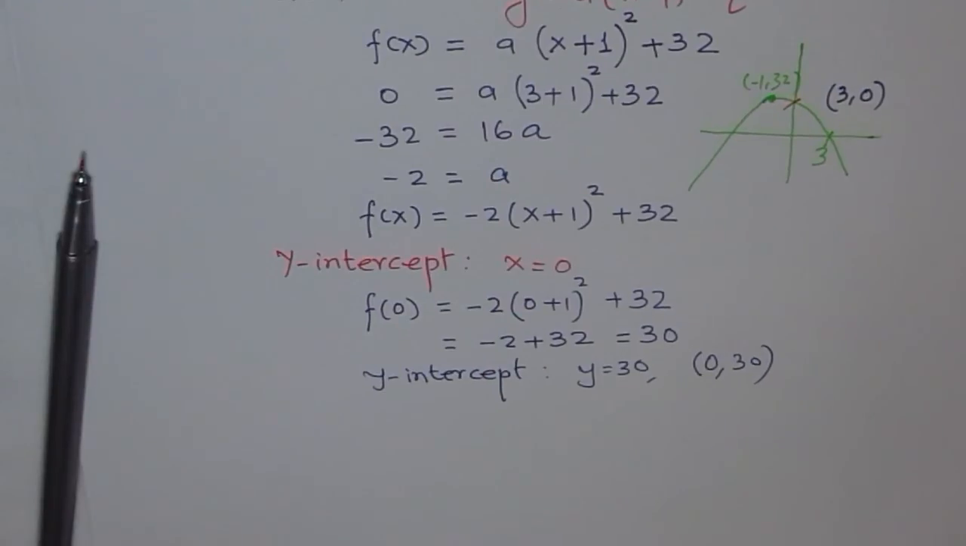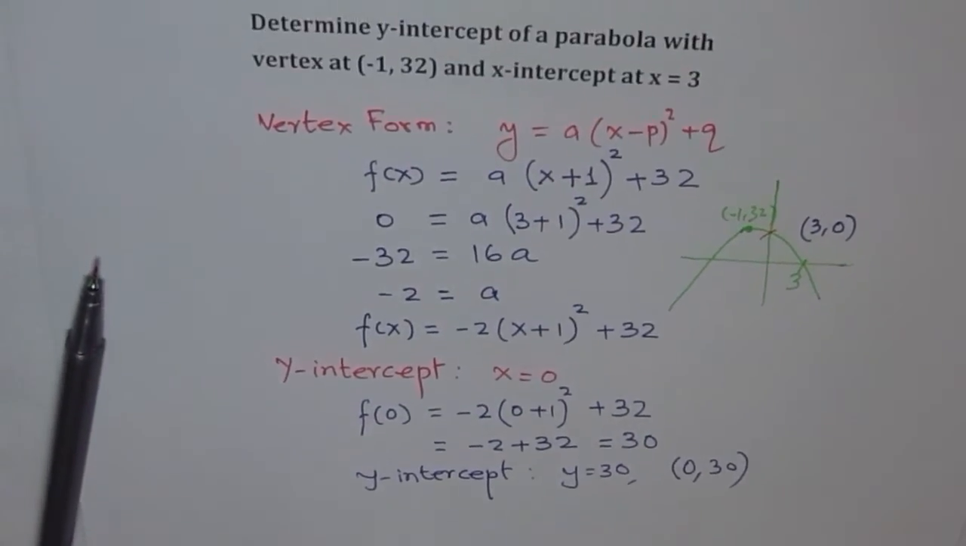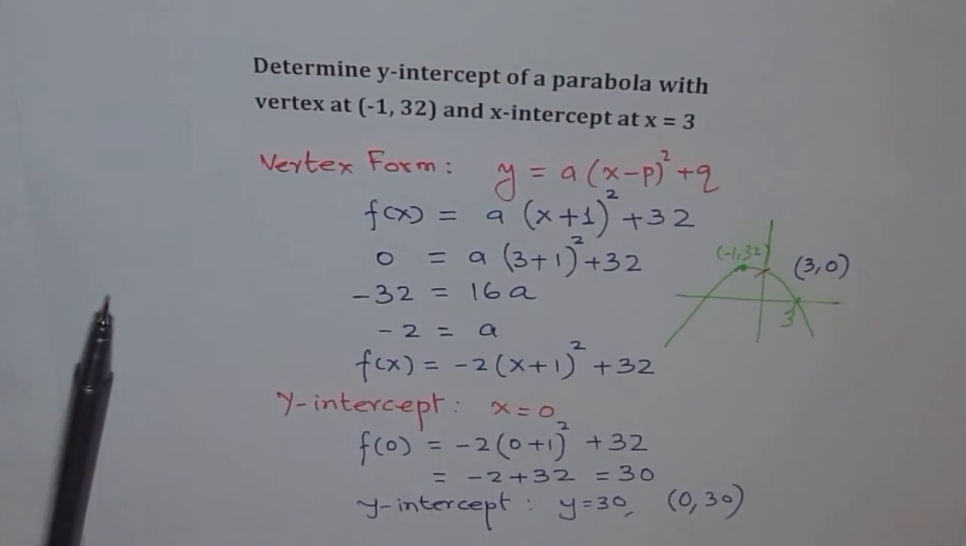I hope you understand the method. What we adopted is, because we were given the vertex and x-intercept, we found the equation of the parabola in vertex form, correct? And once we did that, to find the y-intercept, we plugged in x equals 0 and calculated the y-intercept. That's how it is to be done.